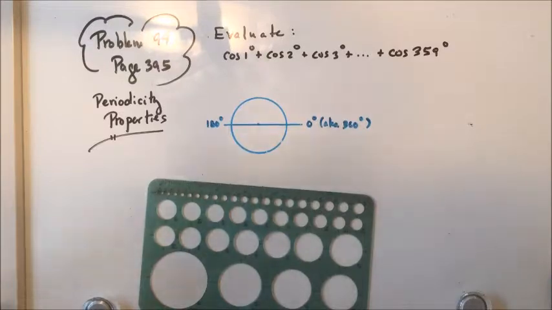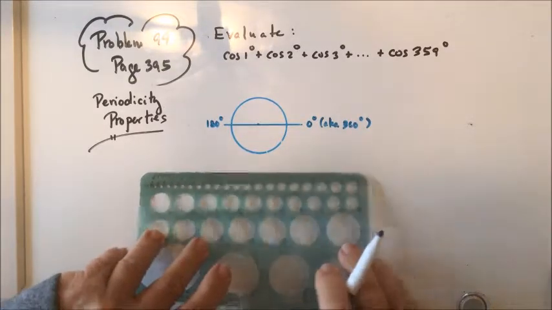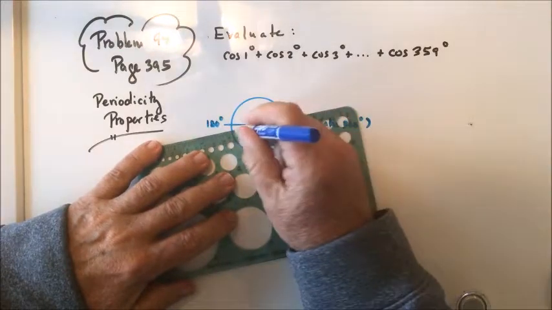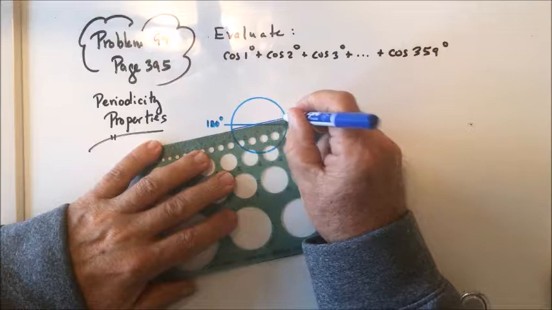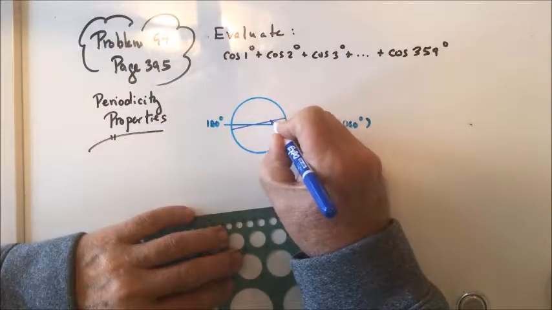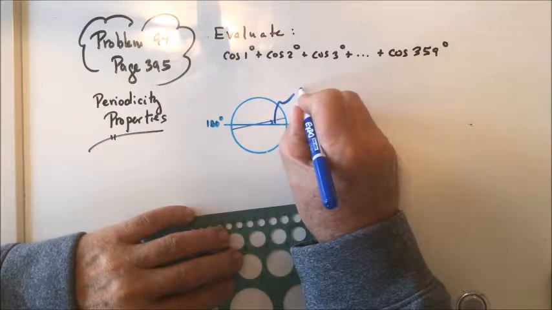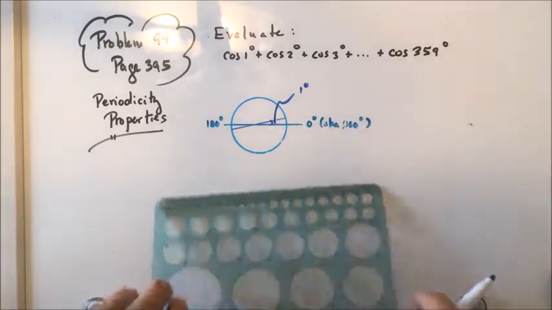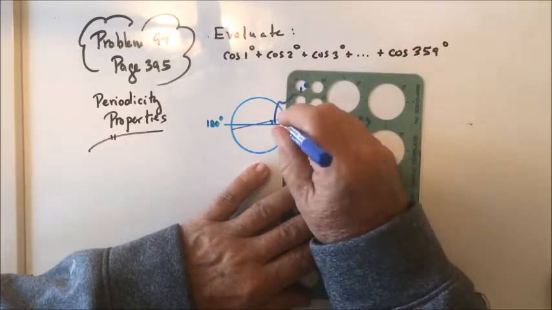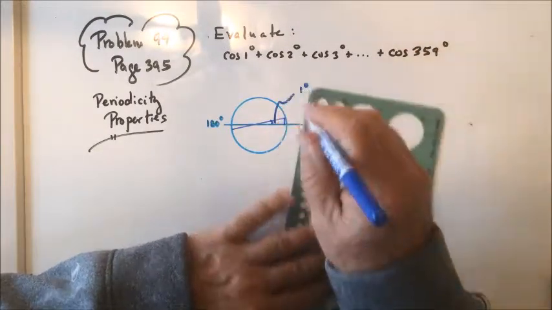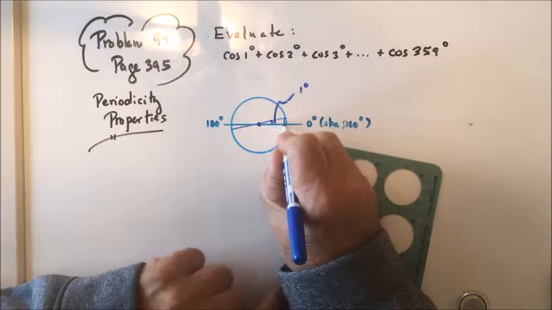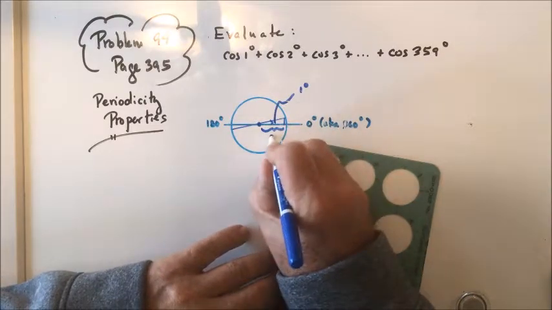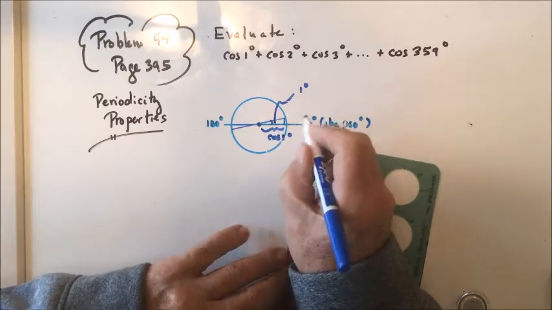Let me first draw cosine of 1 degree, and I'm going to exaggerate. I'm really going to draw maybe cosine of 5 degrees or something like that, but just so that you can see, that little guy right there is 1 degree. And this length along the x-axis from the center of the circle out to the edge is cosine 1 degree.